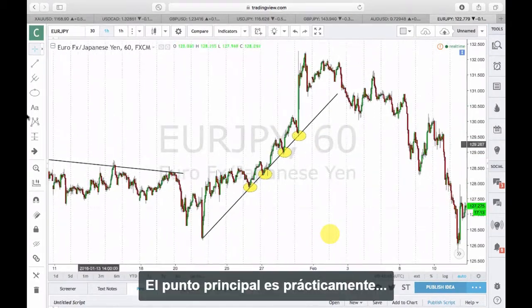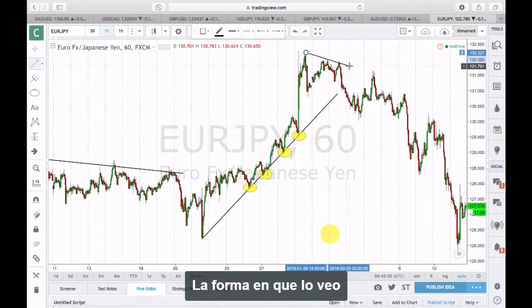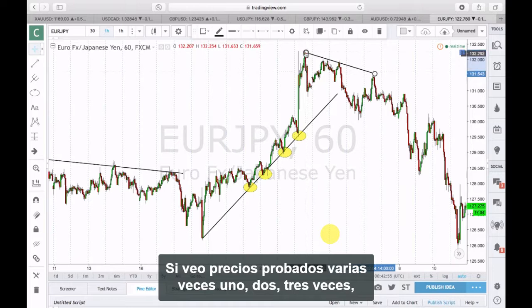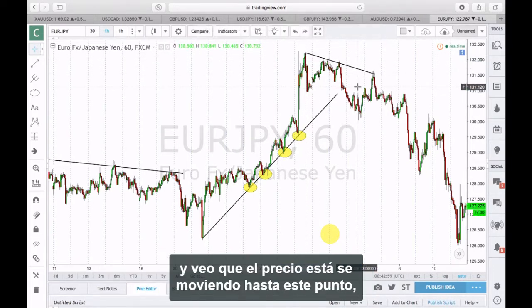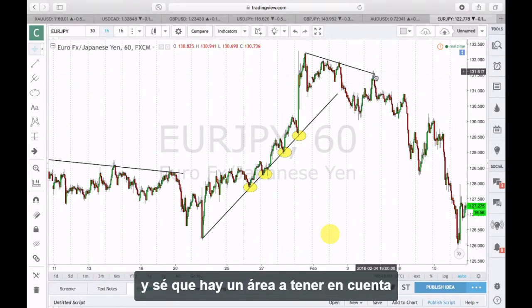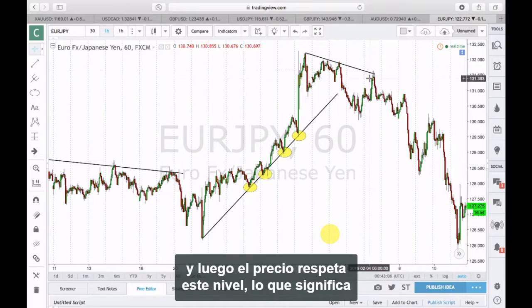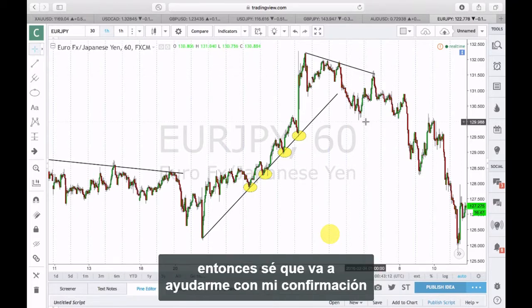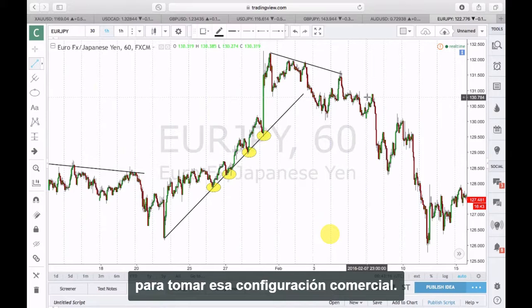The whole main point, the way that I see it, is I connect the dots with this whole thing. If I see price has tested multiple times, once, twice, three times, and I see that price is moving up to hit this point, then I know there's an area to watch out for. And if price respects this level, which means that it stays underneath it, just like it has in the past, then I know it's going to help me with my confirmation for taking that trade setup.